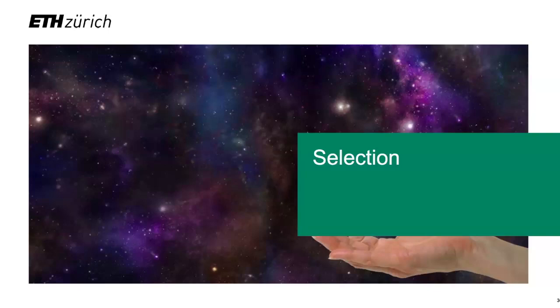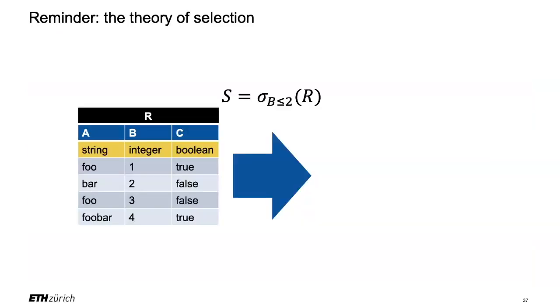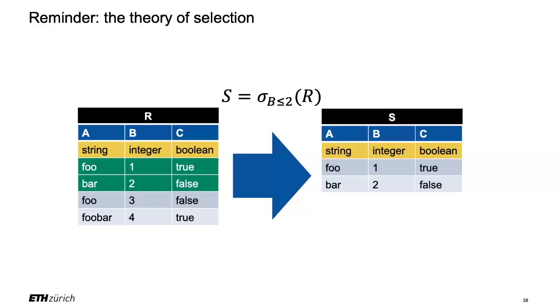Let's just build more and more complicated queries. Selection. Selection is the sigma. Sigma has this subscript with a predicate that says how we want to select the records that we want to have in our output, right? So for example, if you say b smaller or equal to 2, then you get that new table.